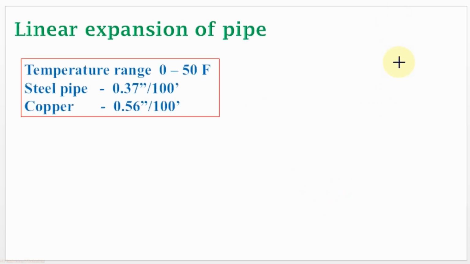Linear expansion or contraction for the chill water pipe. When we install a straight length of chill water piping, then we provide the provision for expansion and contraction. For that purpose we use flexible coupling or flexible joint. So this expansion you can calculate as per this. For a temperature difference from 0 to 50 degree Fahrenheit, for steel pipe the expansion value is 0.37 inch per 100 feet length of pipe. For copper pipe the expansion is 0.56 inch per 100 feet of piping.